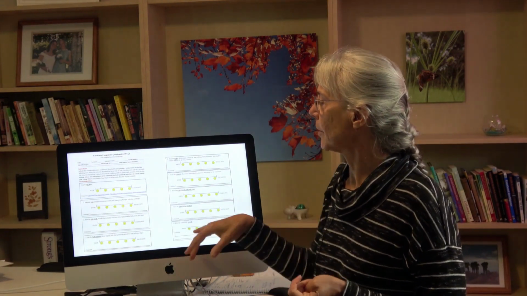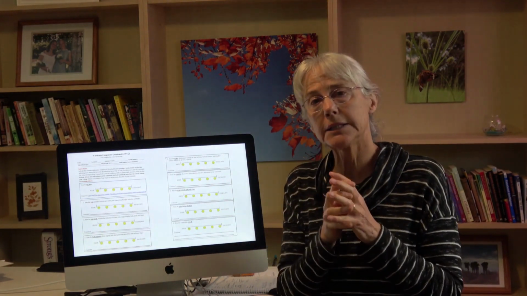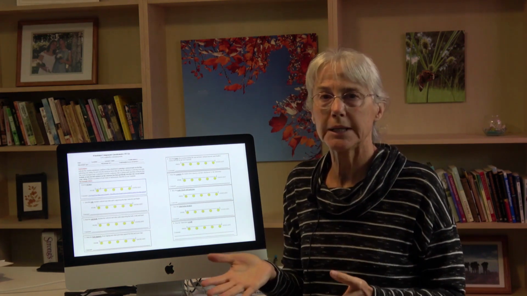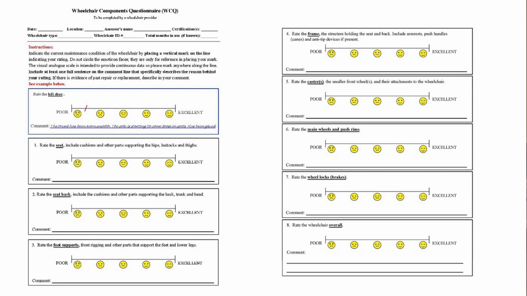And then it goes through the parts of the chair, only they're not listing every part. We tried to do that at first, and we realized we never got complete data sets, so we decided to make it user-centric. So it says, rate the seat, include the cushions and other parts supporting the hips, buttocks, and thighs. So this could be answered for a wheelchair that has a sling seat, or a wheelchair that has a cushion and hip supports, and even an adductor. And the comment would say what the problem is.